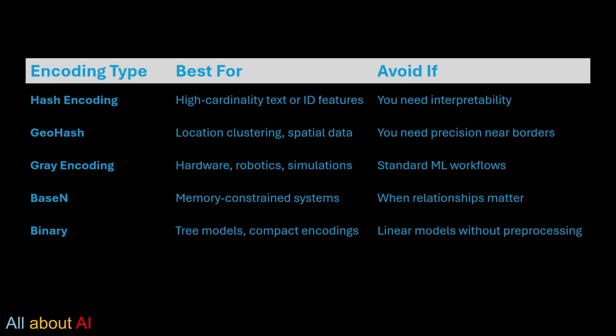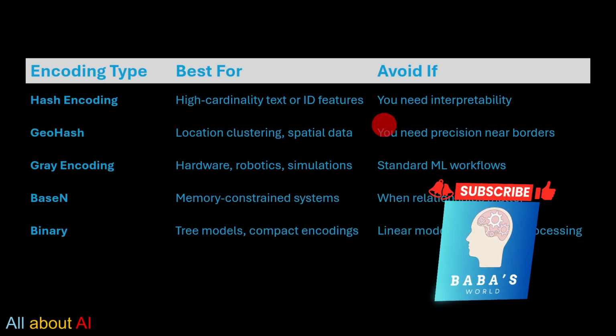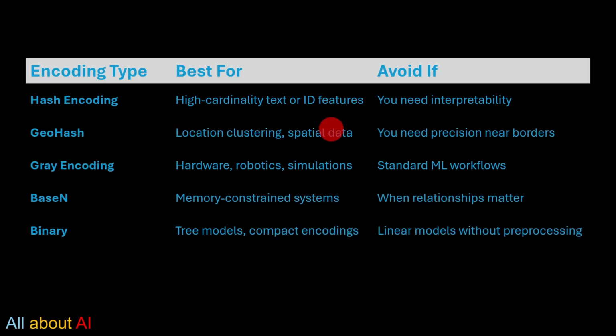Now, we have seen all these 5, and naturally we have to decide which one is good for what. So hash encoding is good when there is high cardinality of text or ID features. You should avoid it when you need interpretability. GeoHash, if you need location clustering or spatial data, go for it. But if you need precision near borders, you have to do some more work on top of it.